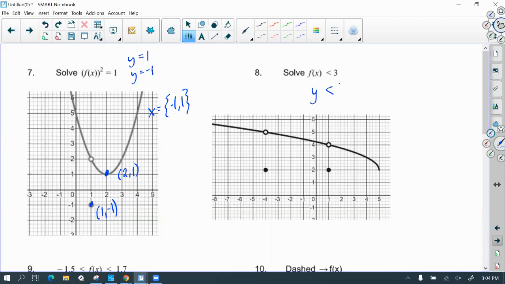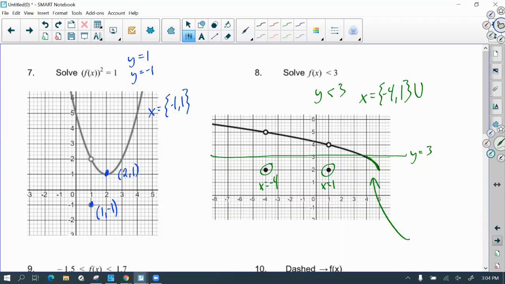What are all the x values that produce y values that are less than 3? Well, here is when y equals 3. When x equals negative 4, the result is something less than 3. When x equals 1, the result is something that's less than 3. And then all of these values. So my answer is negative 4, positive 1, and then this interval right here.